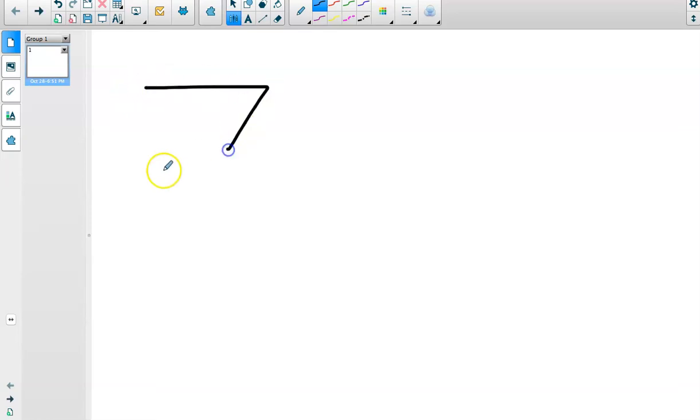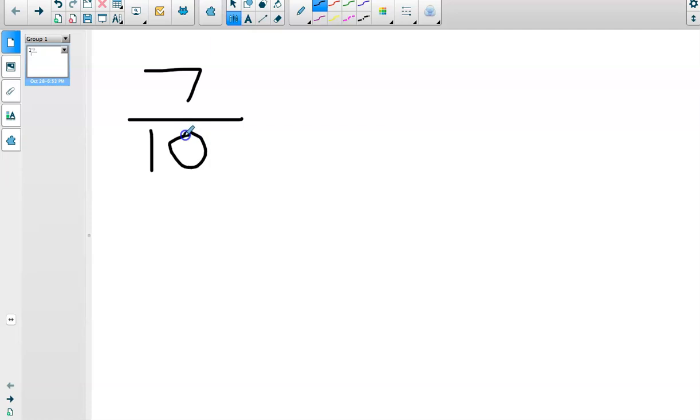Let's try 7. Let's start that one over. Sorry, students. 7/10. As you can see, I am using a version of the smartboard on my computer at home. And let's multiply it by, I don't know, 3/4. That ought to work.